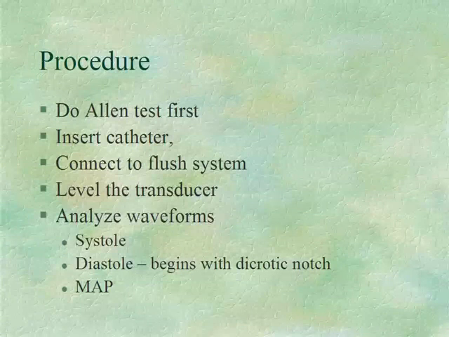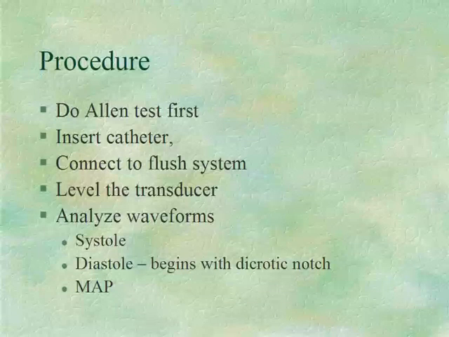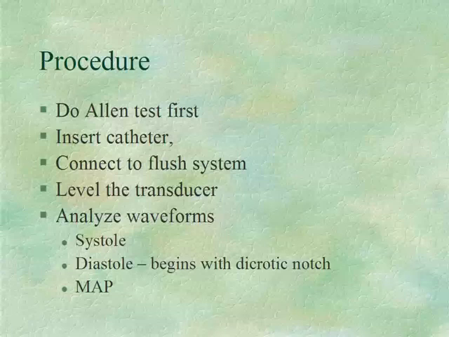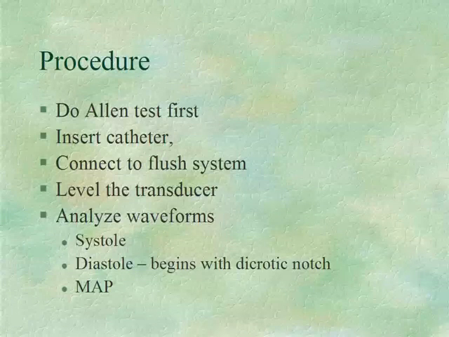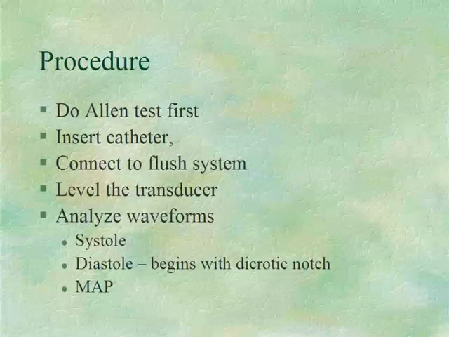This will give you your average, or your mean arterial blood pressure. You need to have a mean arterial pressure of greater than 60 to perfuse your coronary arteries. It needs to be between 70 and 90 to decrease the workload for that left ventricle.